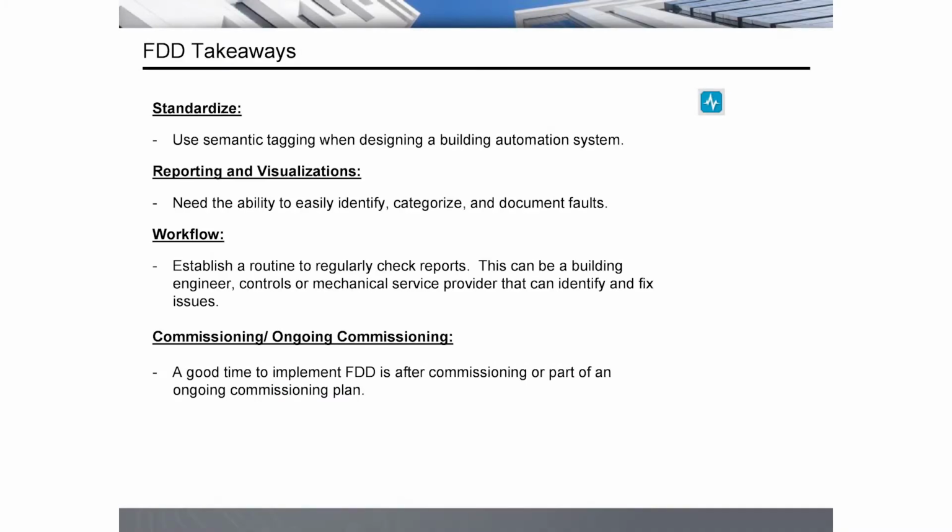So some FDD takeaways: use semantic tagging when designing a building automation system so that you can standardize. You need the ability to easily identify, categorize, and document faults. We talked about the FDD being critical or being maintenance, things like that. Workflow: establish a routine to regularly check the reports. This can be a building engineer, controls, or mechanical service provider that can identify and fix those issues. The biggest thing is we don't want to just get these alarms that come in and not do anything with them. We want to make sure that something is being done proactively to address them.